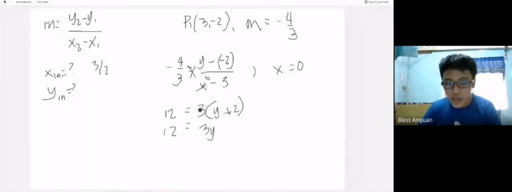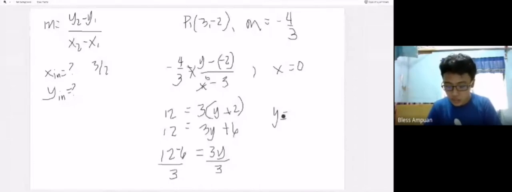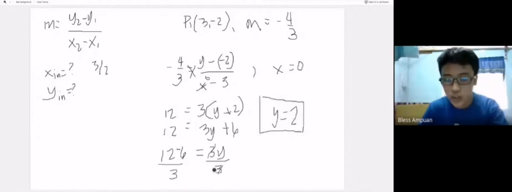3 times 2 is positive 6. So now, let's combine like terms. So 12 minus 6. Let's transpose 6 to the left side. So this is 3y. So let's divide all sides by 3. So therefore, our y-intercept, or our y, is equal to 2. Okay, so that's how we are going to solve for the x and y intercept. So it's the same concept. So okay, that's one problem.